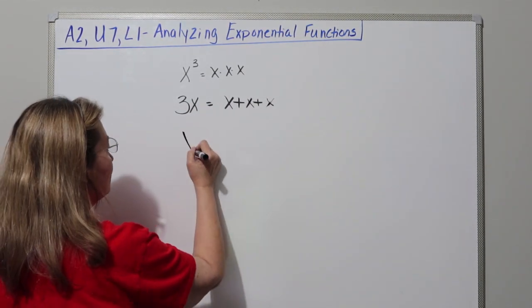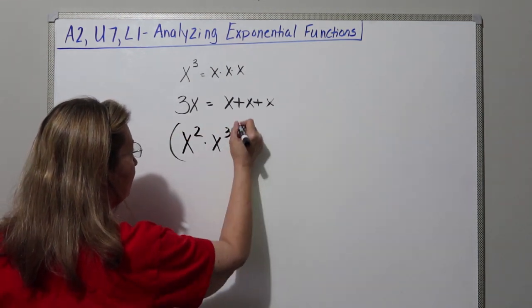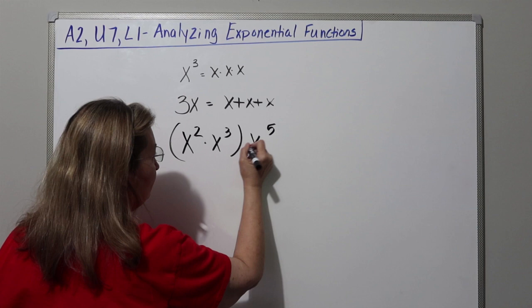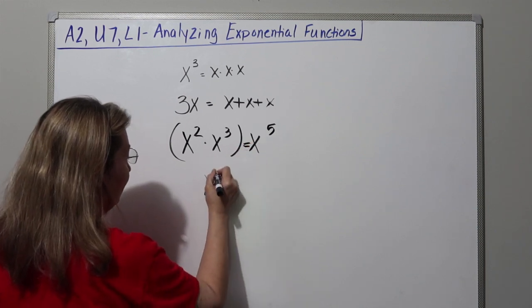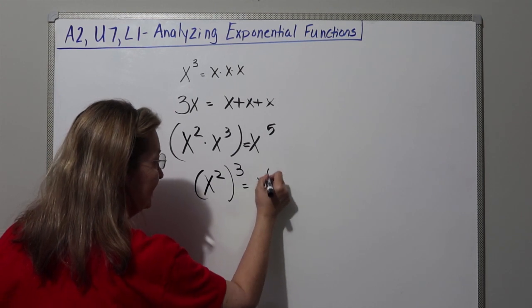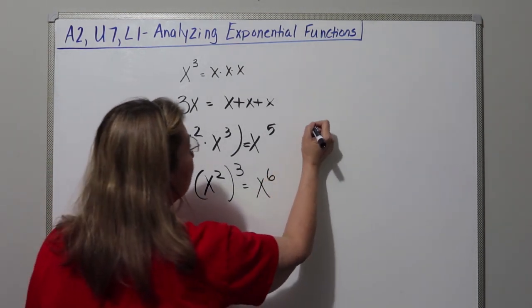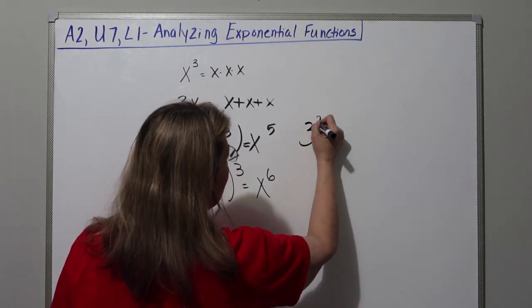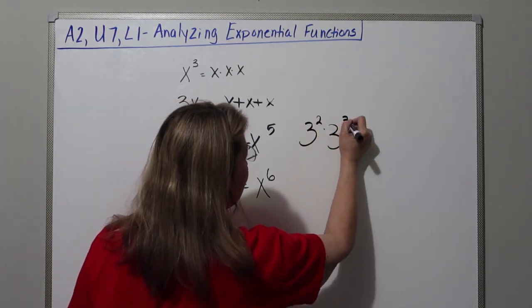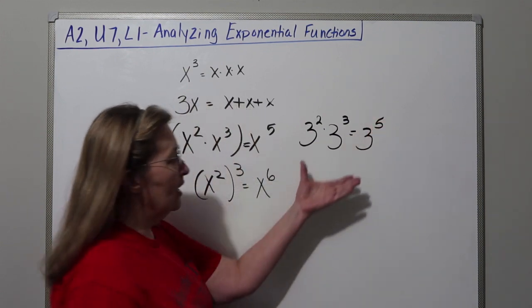Alright, let's look at some exponent rules. If I have x to the second times x to the third, I get x to the fifth. If I have x to the second to the third, I get x to the sixth. You multiply. Now if I'm multiplying numbers together, like 3 to the second times 3 to the third, this is just going to be 3 to the fifth.